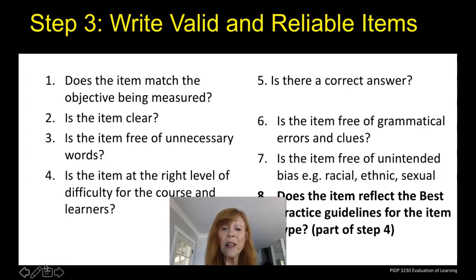Is the item free of unnecessary words? I've seen some items written where the stem is huge and it could have been just one statement. So you want to make sure that it's clear of unnecessary words.